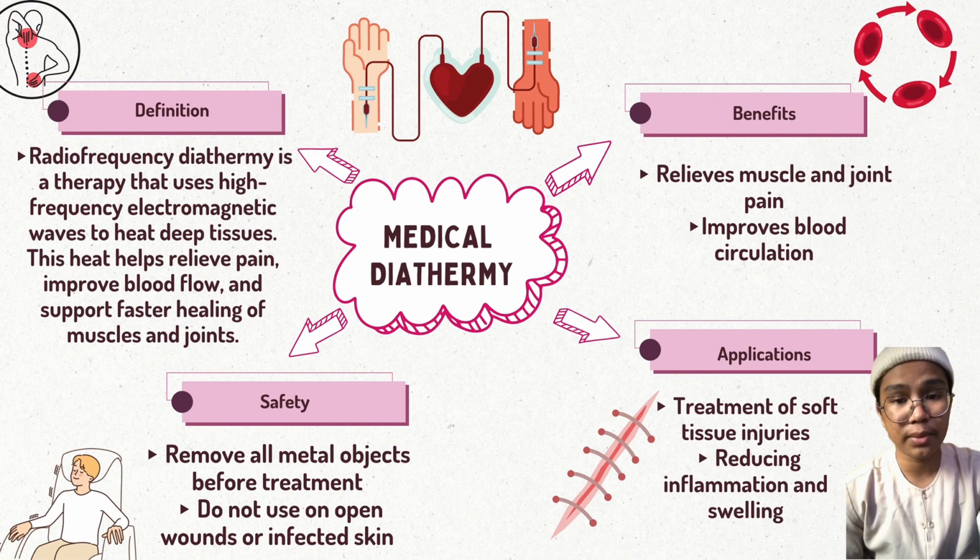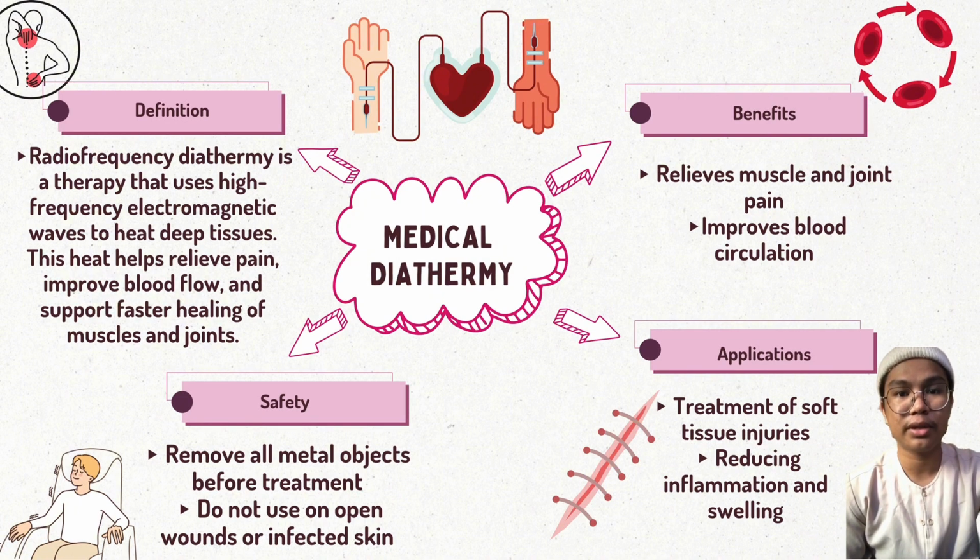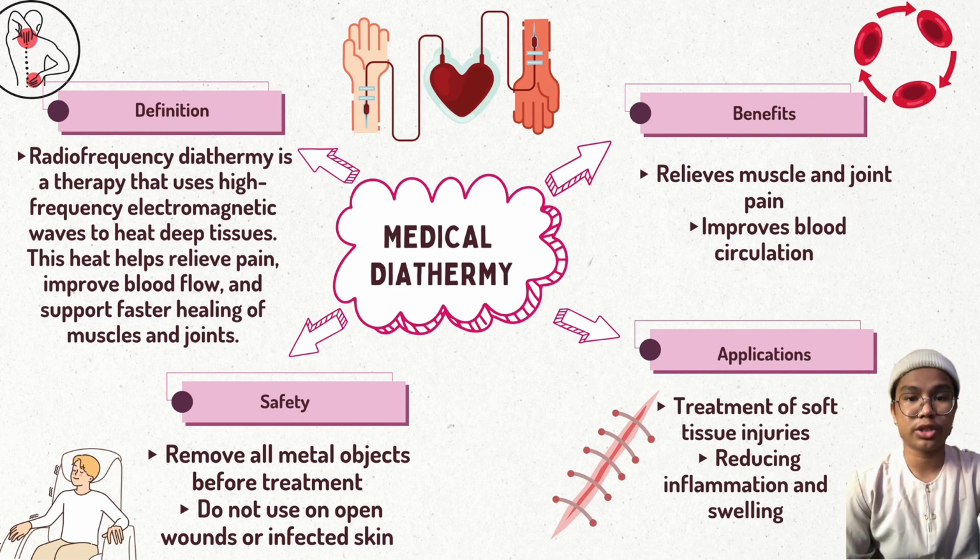Diathermy is commonly used to treat soft tissue injuries such as sprain, muscle strain, and tendon injuries. It's also helpful in reducing inflammation and swelling, which are common symptoms after injury. By decreasing swelling, it can also help patients regain their range of motion more quickly. This makes it a valuable treatment in sport injury recovery and post-surgical rehabilitation.